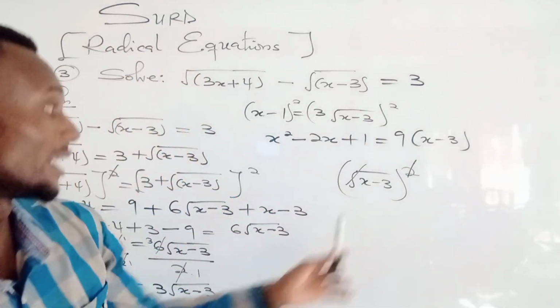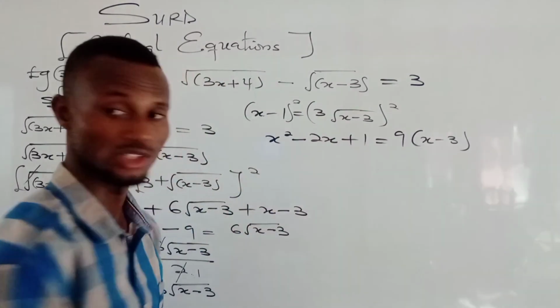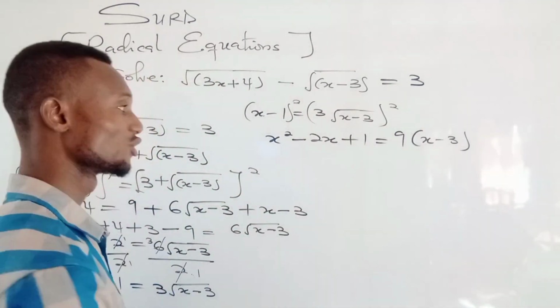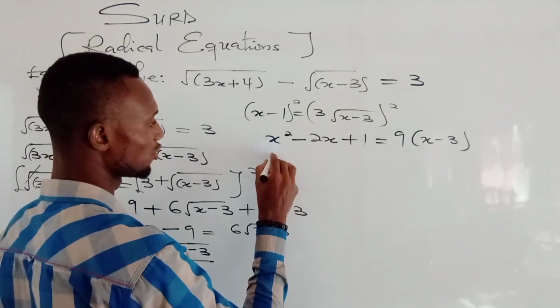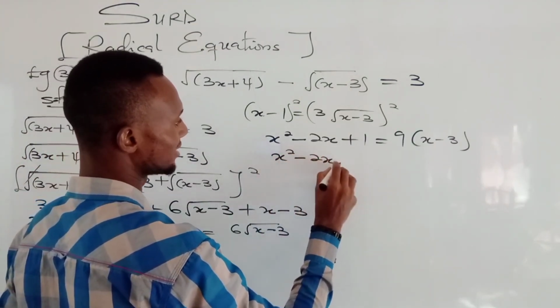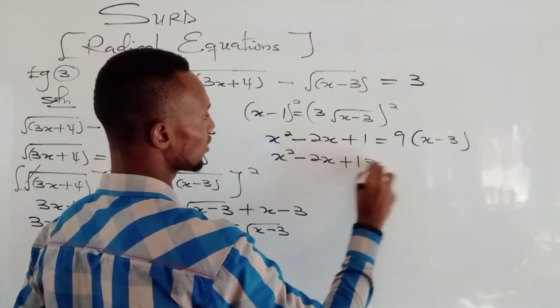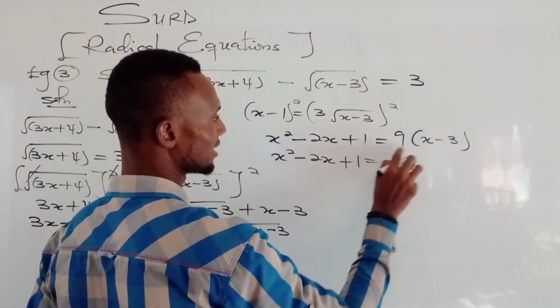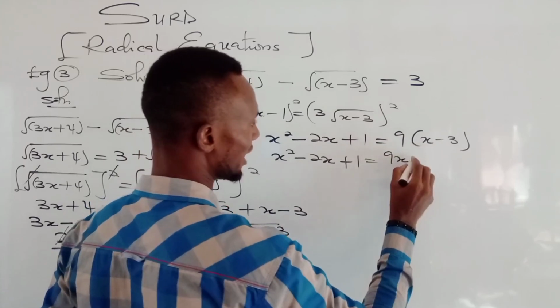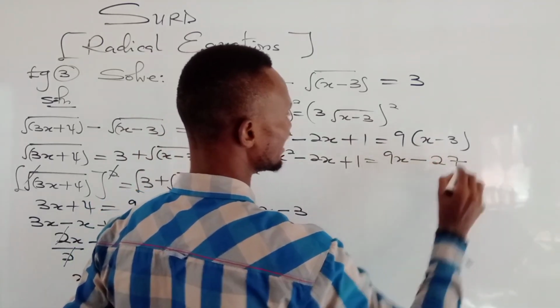Okay, so I'm going to clean this from here so that we'll continue. Now what we need to do is to open our bracket. So let's open our bracket. I'm going to repeat my s squared minus 2s plus 1 equals to the 9 will open its bracket. 9 times s gives 9s. 9 times negative 3 gives negative 27.